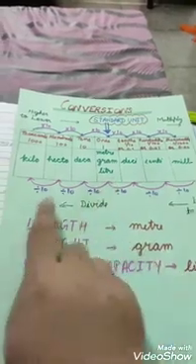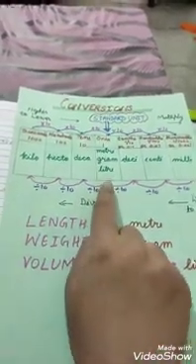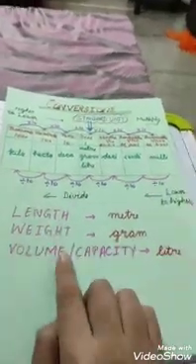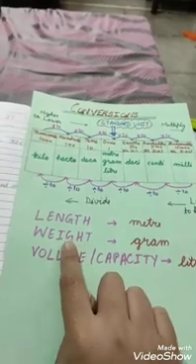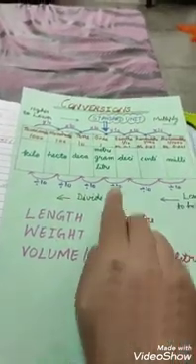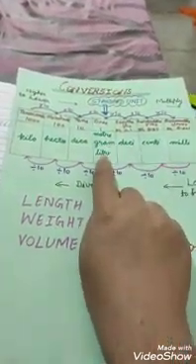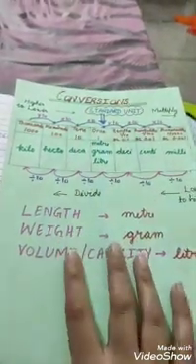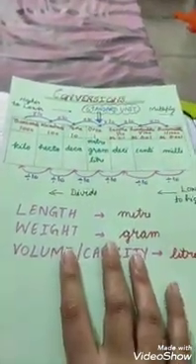But if you want to go the reverse direction, like if you want to convert meter into kilometer, so here you have to divide by 1000. Okay, so this is the basic conversion method. Same you can follow in case of weight and volume, like in case of gram and liter. So this was the conversion factor for metric measurement units.